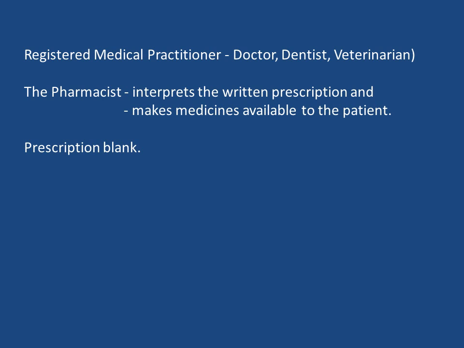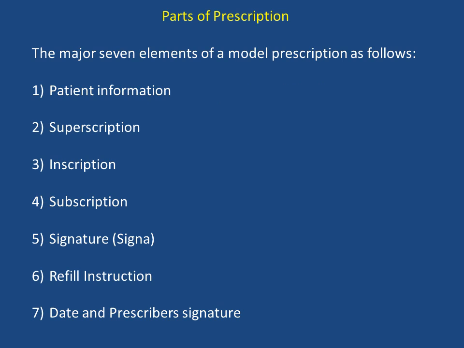Prescription follows a definite pattern in order to facilitate its interpretation, and it is written on a special form called prescription blank. Parts of prescription. The seven major elements of a model prescription are patient information, superscription, inscription, subscription, signature or signa, refill instruction, date, and prescriber's signature.